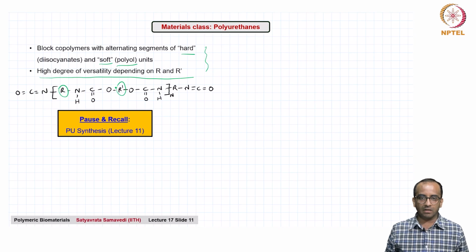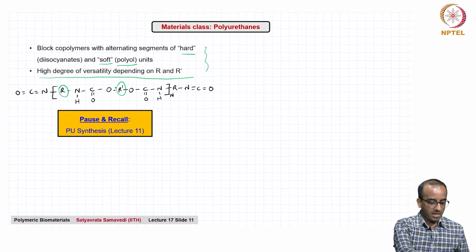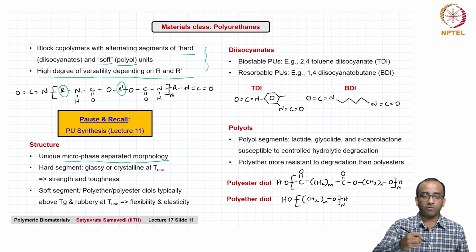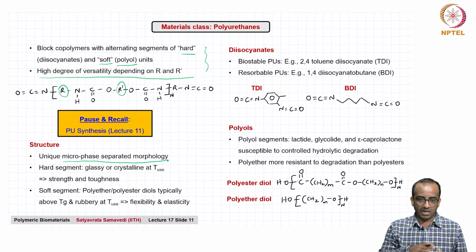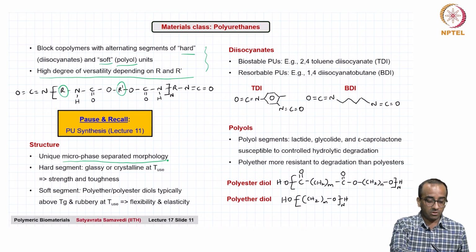And we have seen in polyurethane synthesis that this is a poly addition or a step growth without condensation kind of a reaction scheme. So, what's interesting about these segmented polyurethanes is the unique microphase separated morphology, where the hard and the soft segments form different rich and lean phases, giving rise to this unique microphase separated morphology.